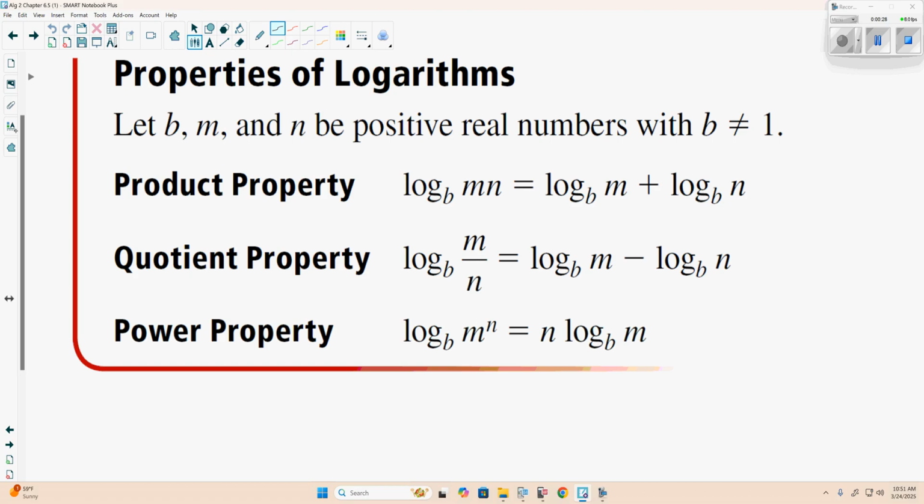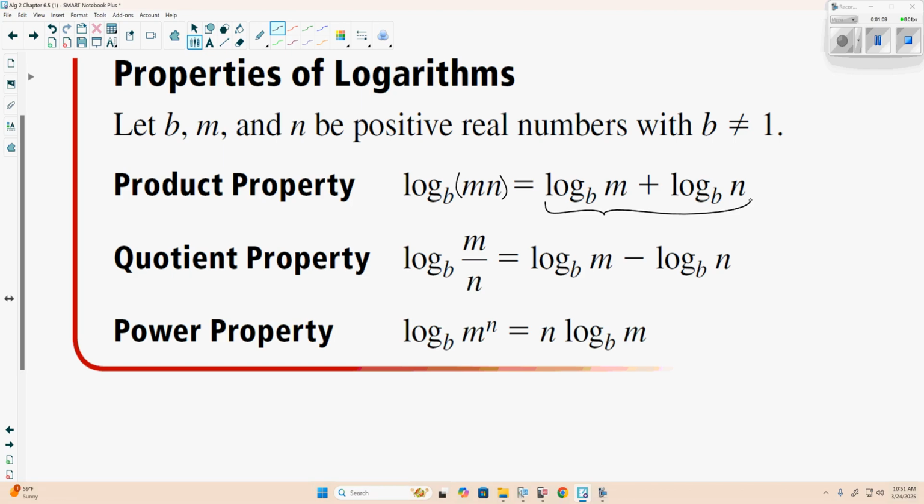So we have the product property that states if we have log base b of m times n, we have 2 things being multiplied together inside the logarithm, we can rewrite it as an addition of 2 logs. So log base b of m times n is going to be the same as log base b of m plus log base b of n. This also means if we have 2 logs with the same base being added, we can rewrite it as a single log with what's inside them being multiplied.